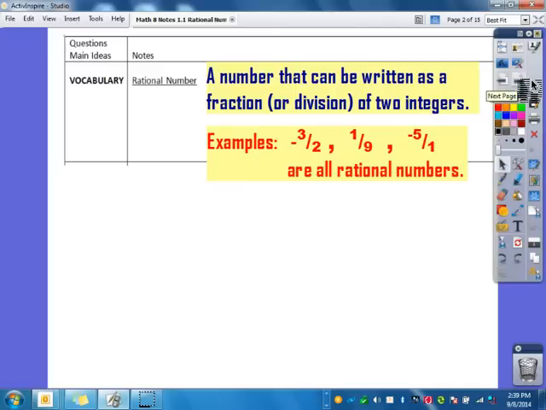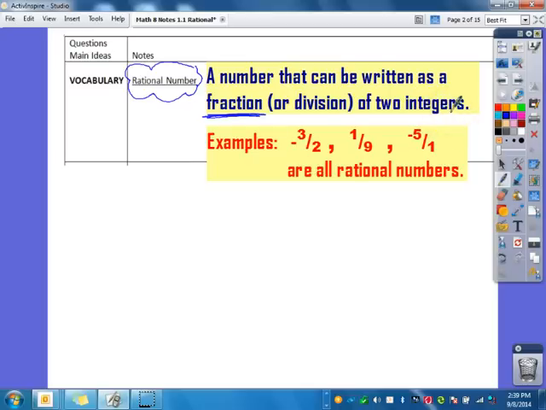Your vocabulary, you need to write this down. The vocabulary we're talking about today is a rational number. That is a number that can be written as a fraction, meaning a division of two integers. And integers are all your numbers on a number line.